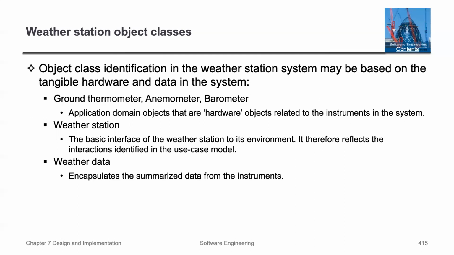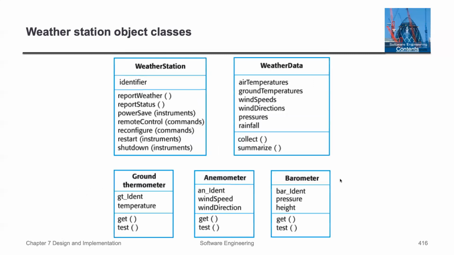So what about the weather station object classes? Object class identification in the weather station system may be based on the tangible hardware and data in the system. So you have the ground thermometer, altimeter, and barometer. So the application domain objects here are hardware and objects related to the instruments in the system. For the weather station, the basic interface of the weather station is the environment. It therefore reflects the interaction identified in the use case model. And finally, the weather data, which encapsulates this summarized data from the instruments.